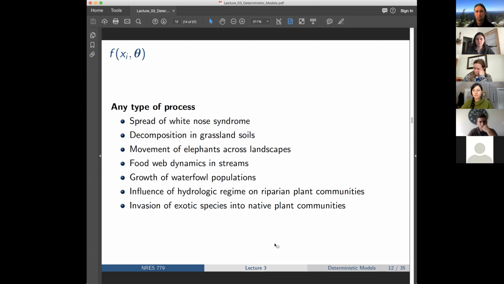movements. And once we have those deterministic models, then we can start thinking about putting that deterministic framework into a statistical framework so we can estimate uncertainty in our parameters.